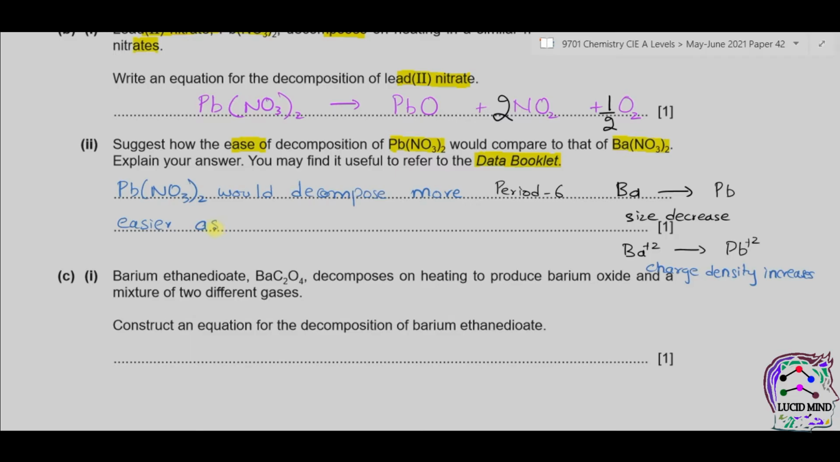This is because the charge on lead, Pb2+, has higher charge density due to smaller size. So it causes more polarization of nitrate. So that's why nitrate will decompose fast and it would be less thermally stable.